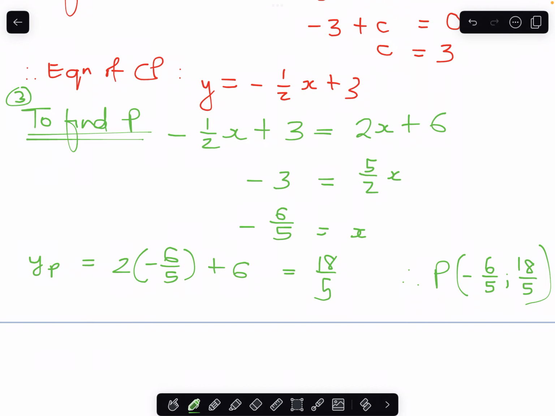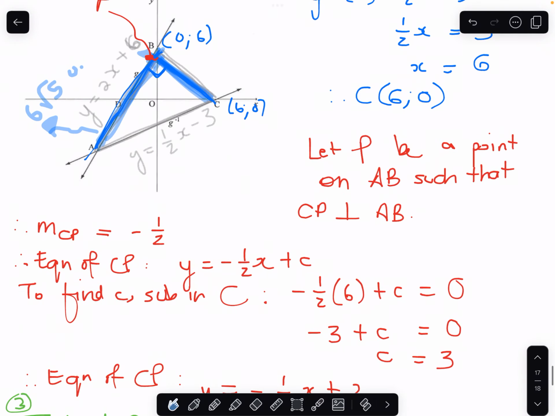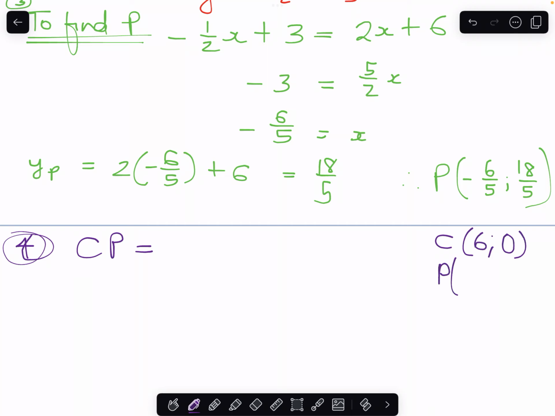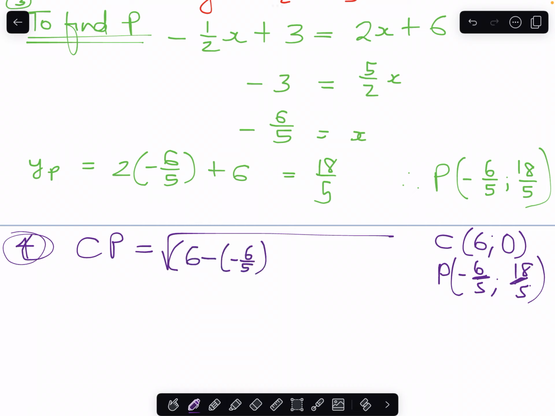Okay, right. So now I know what P is, so I can now work out the length of CP. This is part 4 of the plan. So we know that C has the coordinate 6, 0, and P has the coordinate negative 6 over 5, 18 over 5. Right, so CP will be 6 minus 6 over 5 squared plus 0 minus 18 over 5 squared.